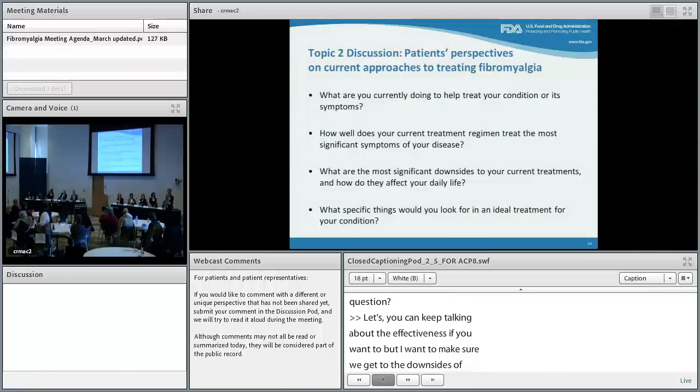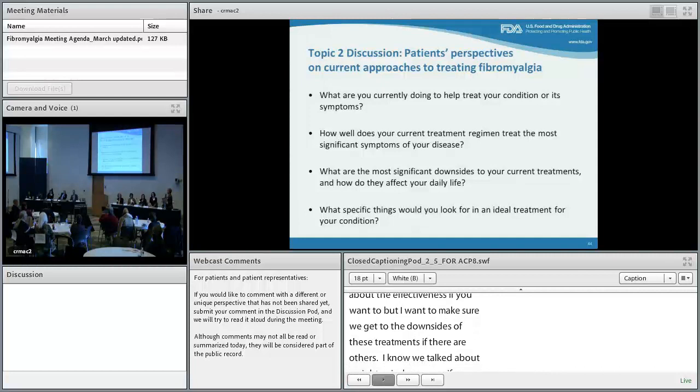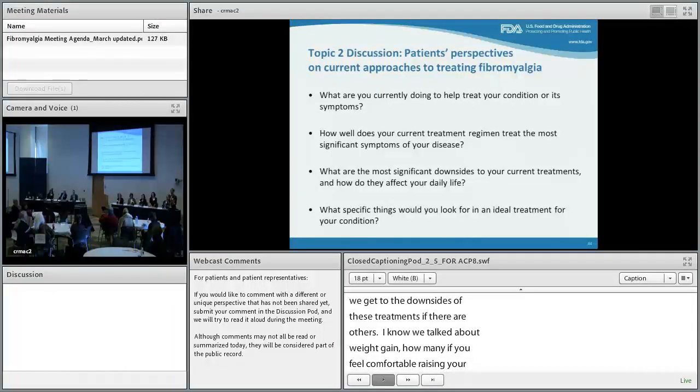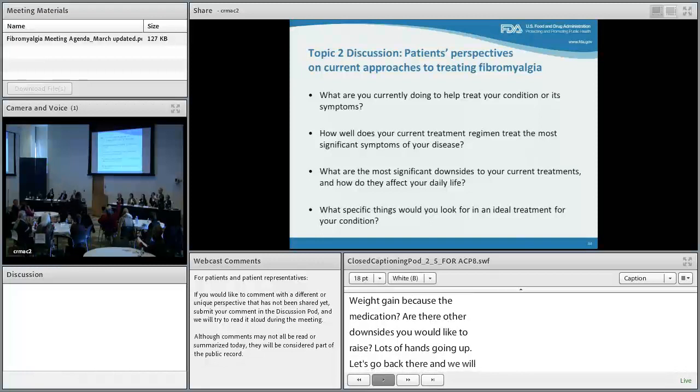I know we've talked about weight gain. How many, if you feel comfortable raising your hand, have heard of someone who's had a problem with weight gain or had your own issues with weight gain because of a medication you're on? Okay. Significant. I think we've heard about it enough. Are there other downsides that you would like to raise? Okay. Oh, lots of hands going up. We'll go back over there, and then we'll come over here.